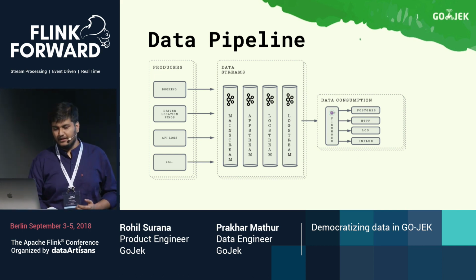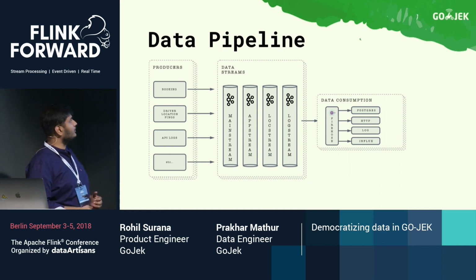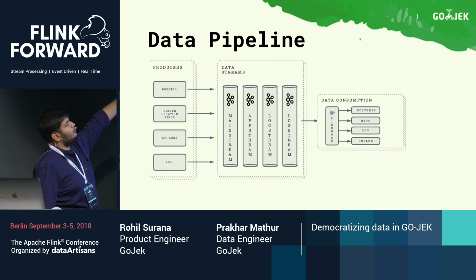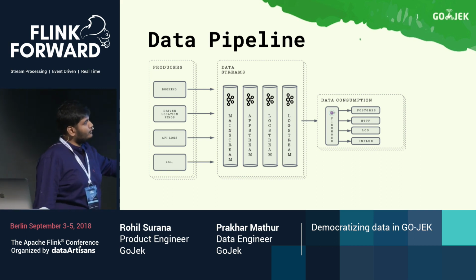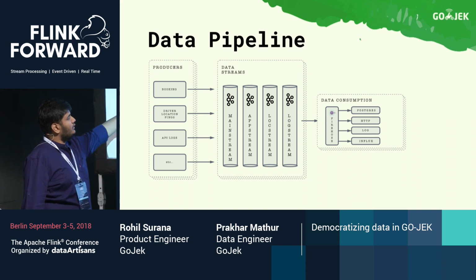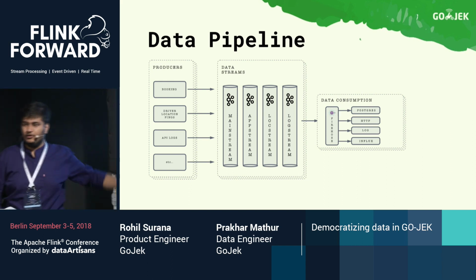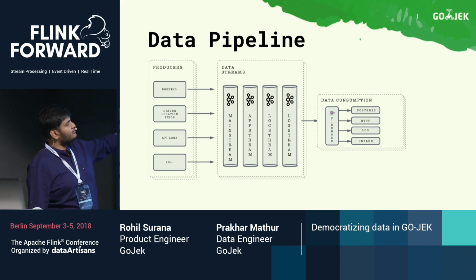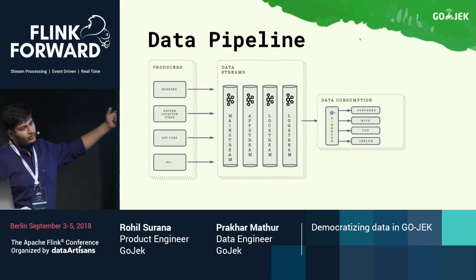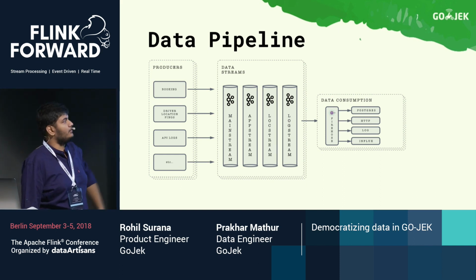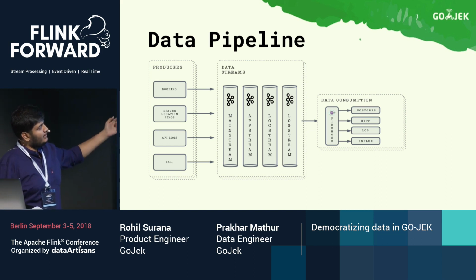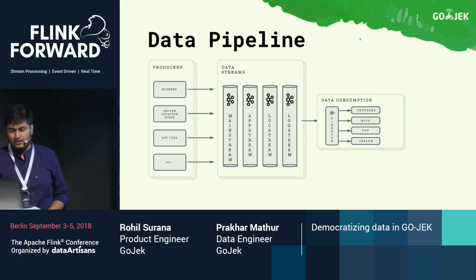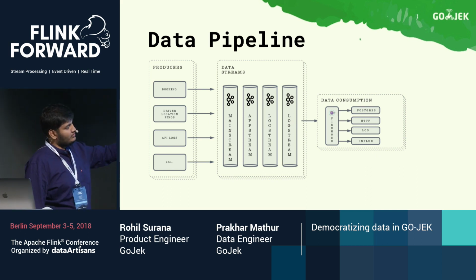This was the data pipeline at that moment. People were pushing different kinds of data like bookings, travel location pings, API logs, etc. to different Kafkas. Mainstream is the one we use for the booking flow. Appstream is a very low latency, high throughput Kafka. Logstream is for the location pings, and another stream is for API logs. All of this data was being ingested into Kafkas.